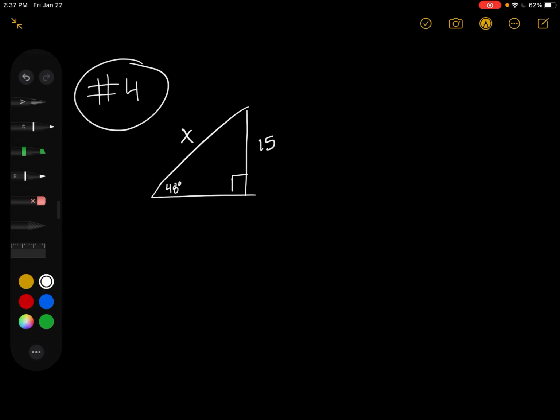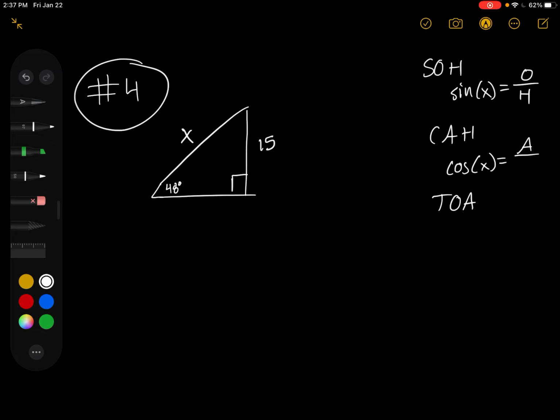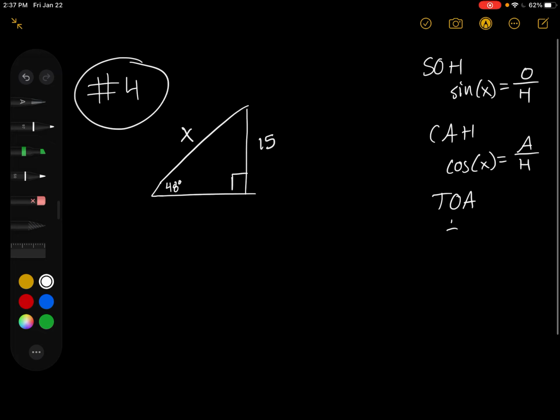Our next set of questions deals with our trig functions. Before we start solving this one, just a quick reminder of what they are. We have SOH CAH TOA: sine of an angle equals opposite over hypotenuse, cosine of an angle equals adjacent over hypotenuse, and tangent of an angle equals opposite over adjacent.